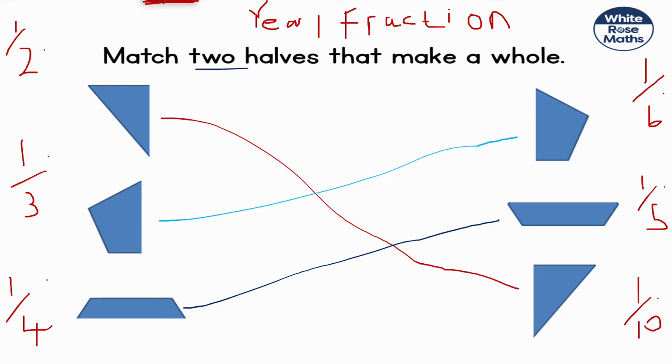So, two halves. This is half of a shape, this is the other half. It makes a whole. For this one, this one and this one make a whole. And this one and this one make a whole.